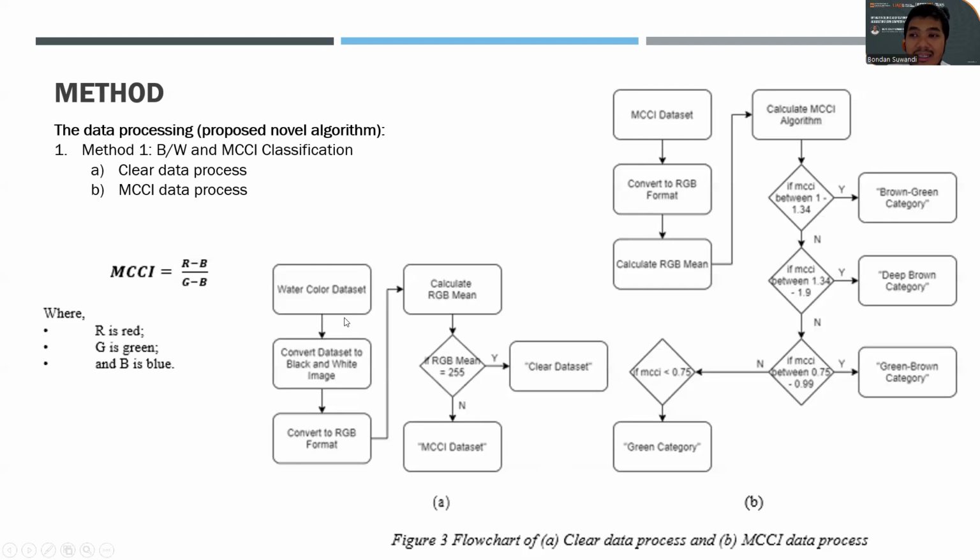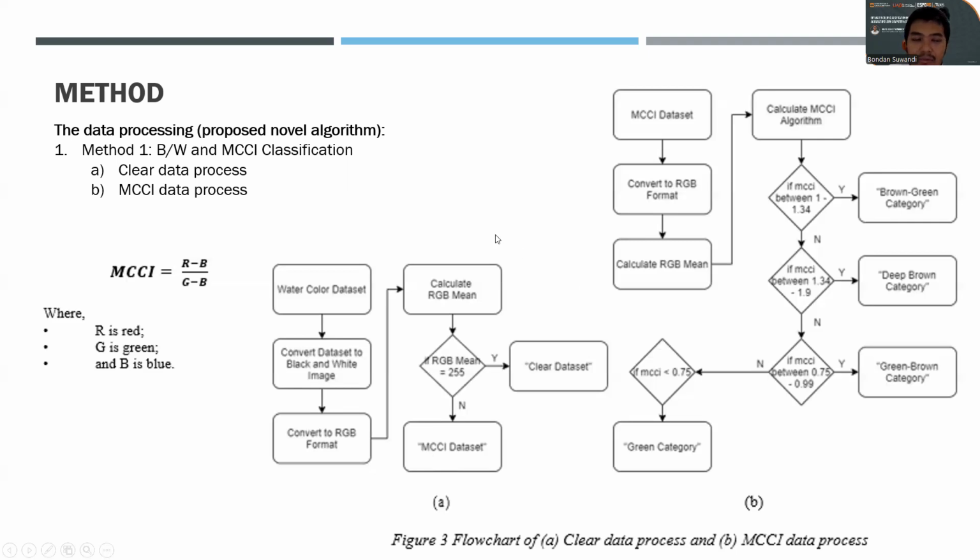So the watercolor data set, we convert it into black and white image, we convert to RGB format, and then we calculate whether the image is colored or not. If it's not colored, then it's clear data set. When it's colored, it means it goes to the MCCI dataset.